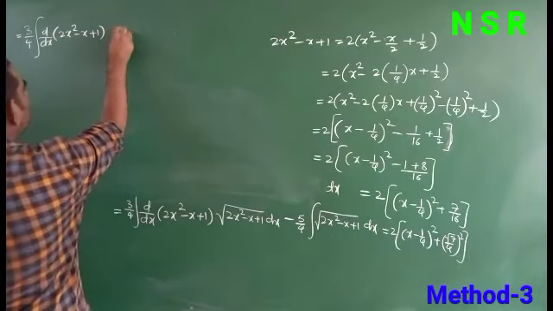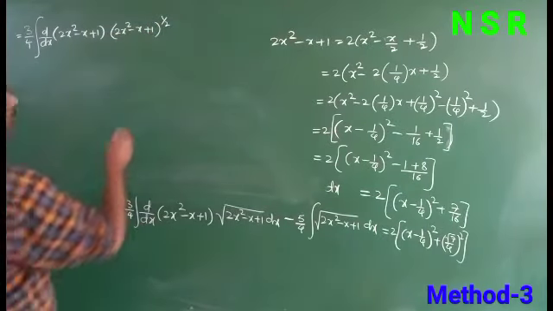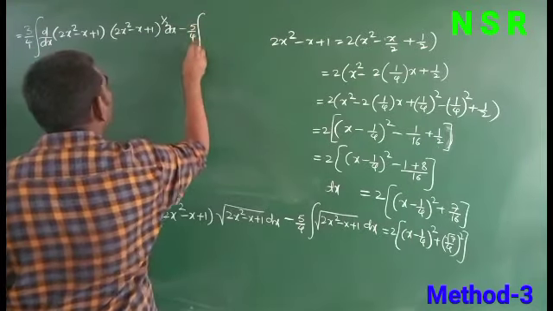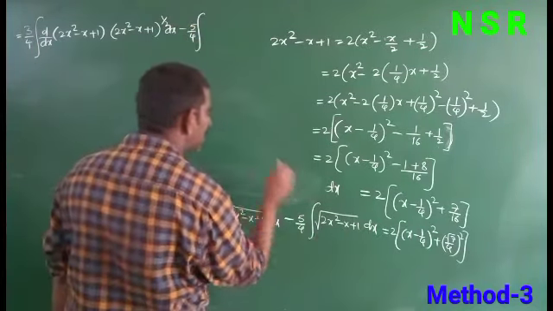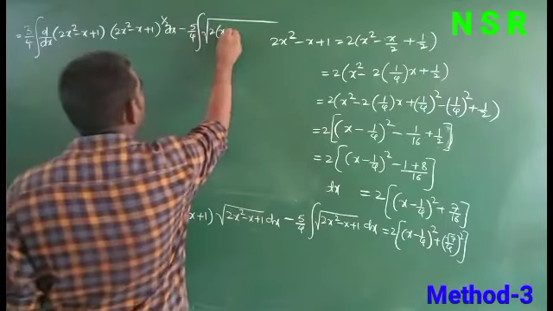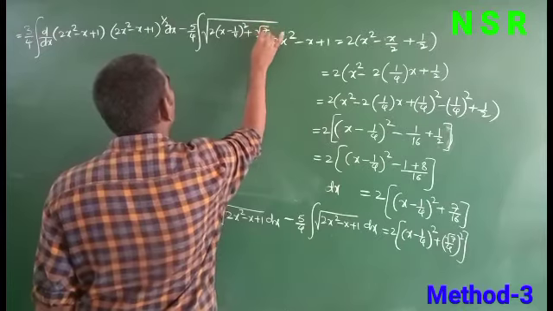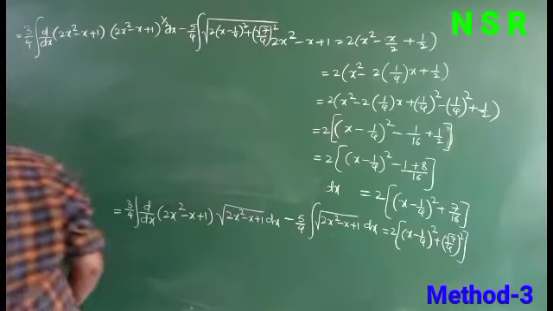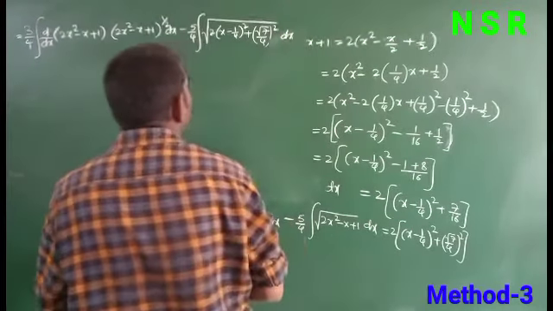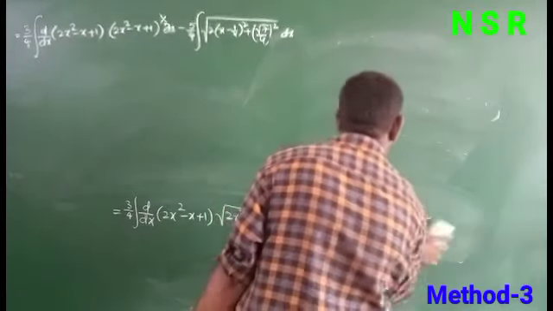So this we can write as (2x square minus x plus 1) whole power 1 by 2. Why? Because here the square root is there. Next, dx minus 5 by 4 into integration of, so 2x square minus x plus 1 value is square root of 2 into (x minus 1 by 4) whole square plus (root 7 by 4) whole square, into dx. So now apply the formula here. So 2 is there, so take 2 as common here.